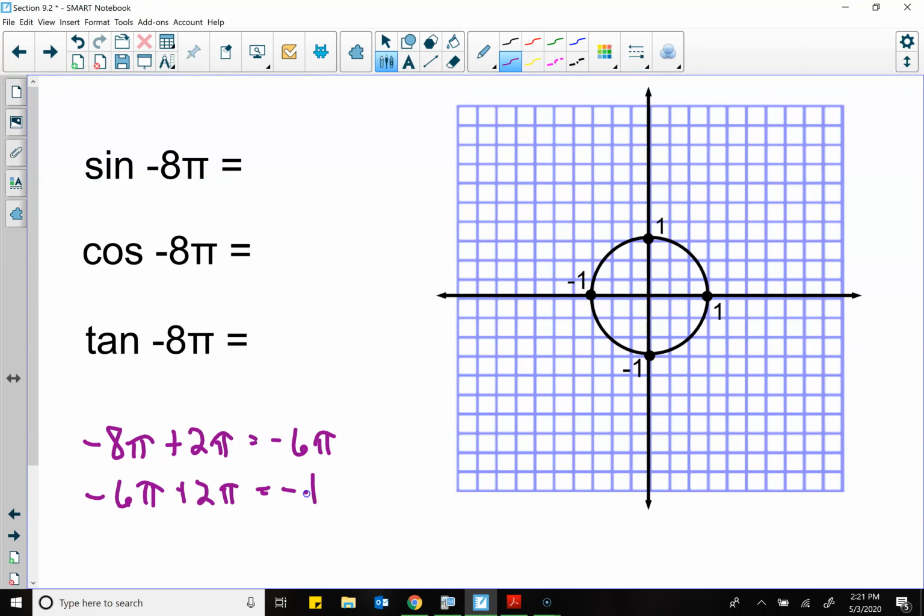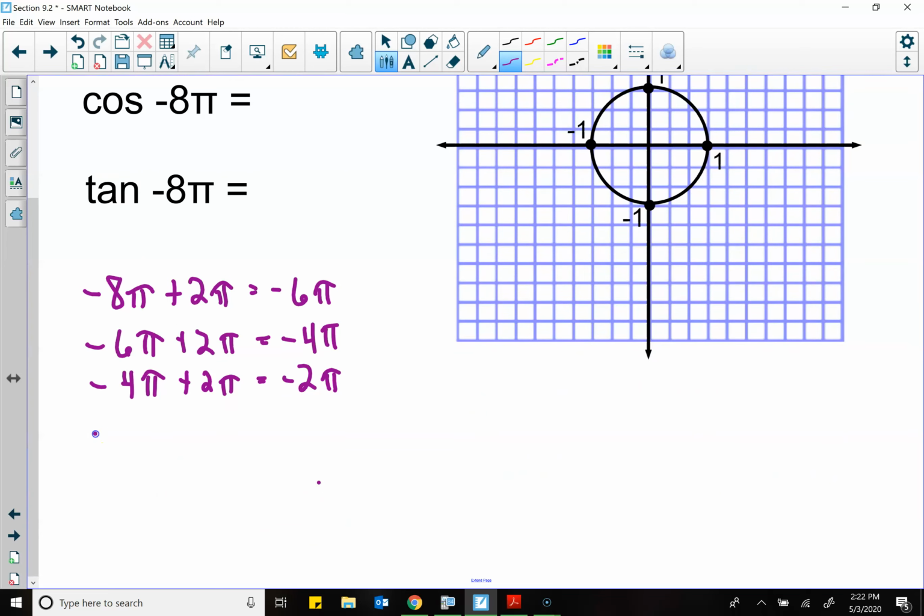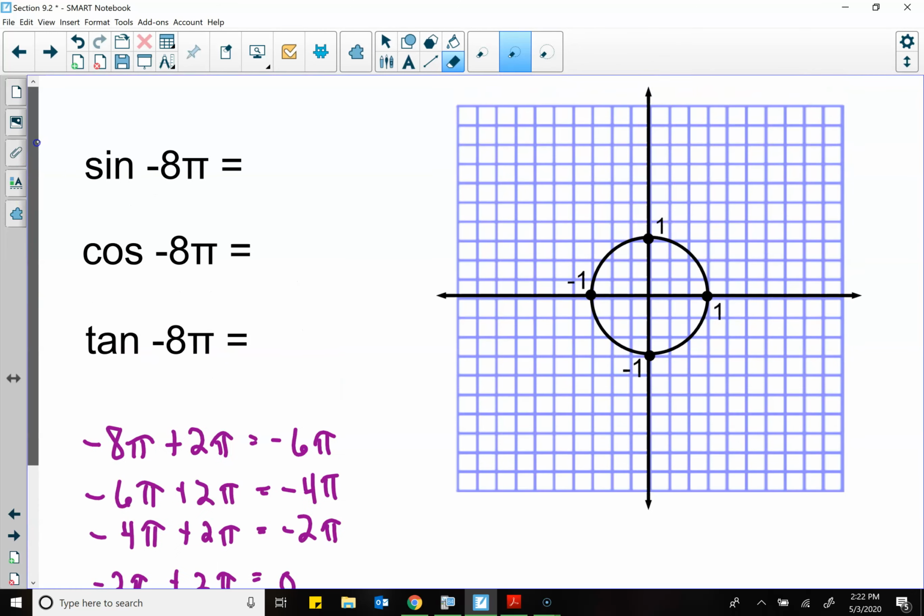Well, that gives us negative 4 pi. Not there yet. So let's take negative 4 pi and add 2 pi. Well, that gives us negative 2 pi. Still not there yet. We're not on the unit circle yet. Well, let's take negative 2 pi, add 2 pi. And that gives us 0. There we go. Now we got something on the unit circle. Now we can work with this.